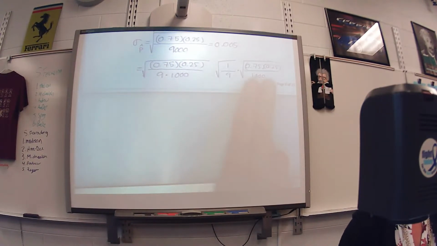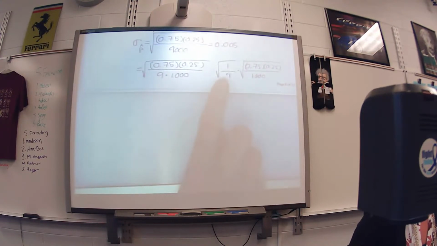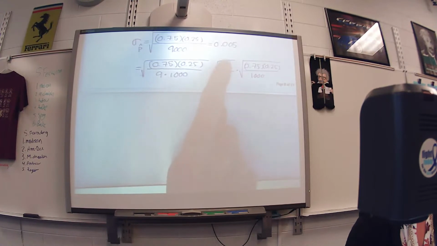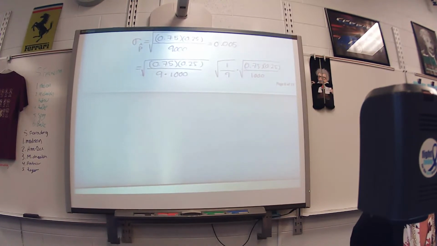So now do you see that was the first problem? But now this is mathematically what we did to the second problem. But what is the square root of 1/9? 1/3. So you can very quickly see that by increasing my n size by a factor of 9, I decreased my standard deviation by a factor of 3. I reduced it. I multiplied it by 1/3.